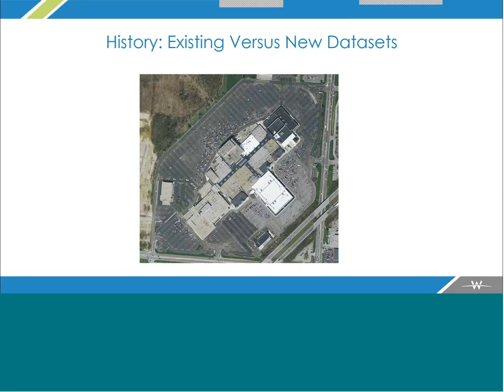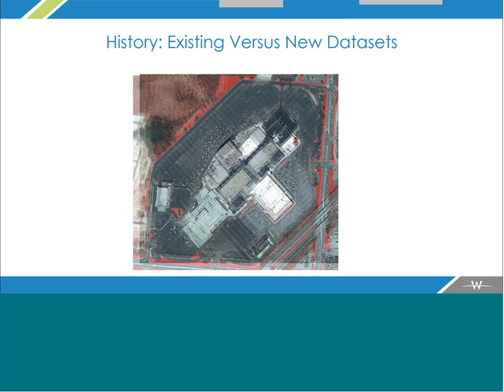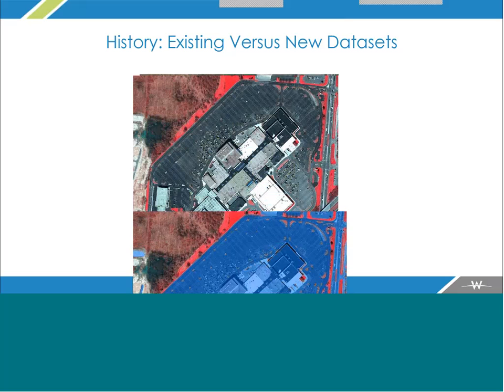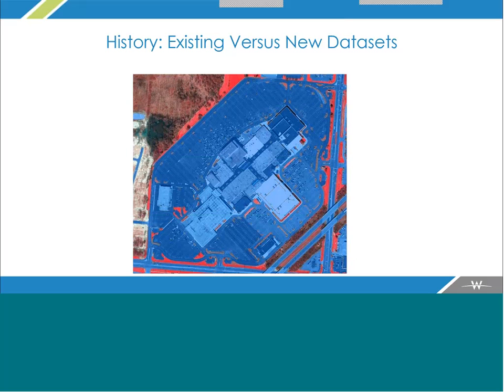So how does the existing data compare to the new data sets that we create? In this one example that we're looking at, it's a mall area that was put through our processes and the impervious surface polygon extracted out of it. And that's what you can see in blue. That's the result of the feature extraction process that we applied on this.